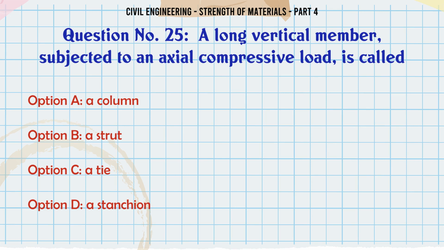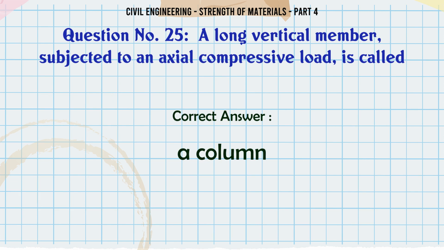A long vertical member subjected to an axial compressive load is called: A. column, B. a strut, C. a tie, D. a stanchion. The correct answer is a column.